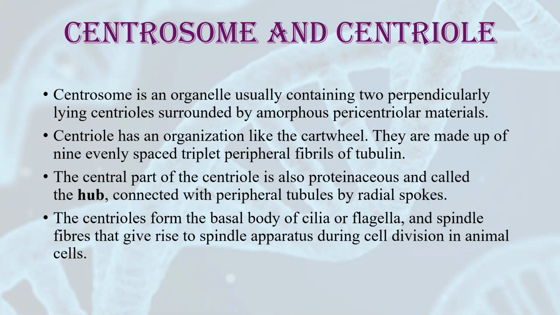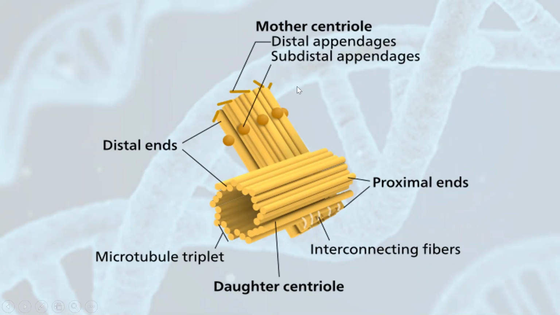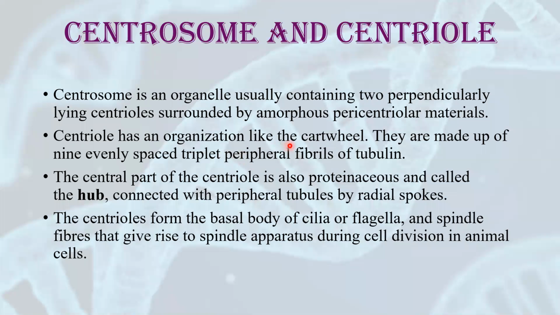Centrosome is an organelle usually containing 2 perpendicular lying centrioles surrounded by amorphous pericentriolar materials. Have a look. This entire structure is called the centrosome, and the centrosome consists of 2 perpendicular lying centrioles. Centriole has an organization like the cartwheel. Similarly, like cilia and flagella, these are also made up of 9 evenly spaced microtubules. In cilia and flagella, the microtubules were doublet, but here the microtubules are triplet, and these microtubules are made up of tubulin. The central part of the centriole is also proteinaceous, made up of protein, and is called the hub.